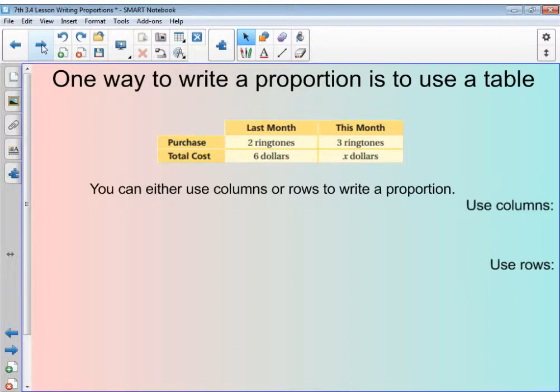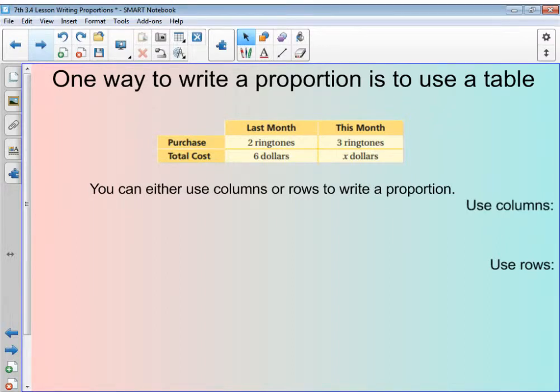So here, just looking at our table and understanding what it has, it says last month we purchased 2 ringtones and our total cost was $6. And then this month we bought 3 ringtones, and how much money is that going to cost us? So I'm starting out with a really easy proportion just to help you understand and make it easy for you to understand how we actually go through and configure this off of a more complex proportion.